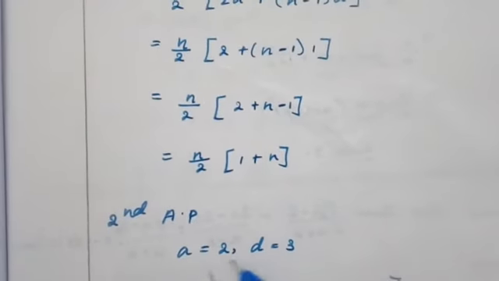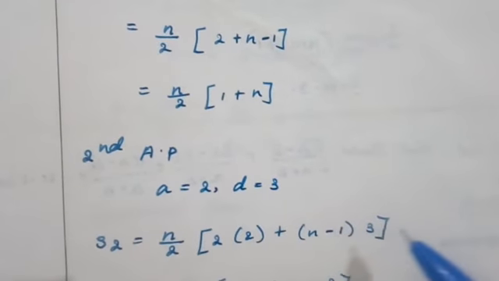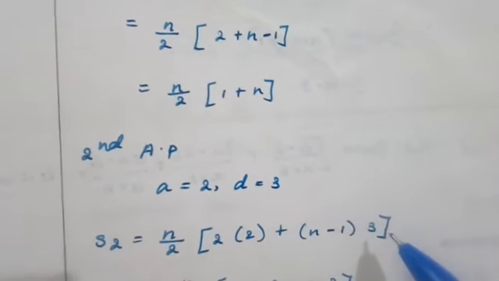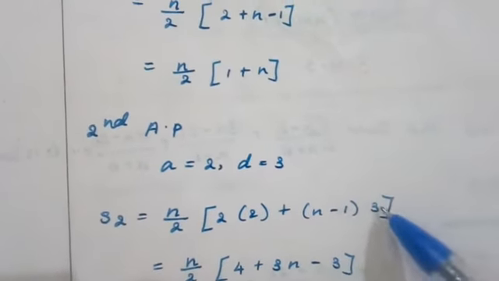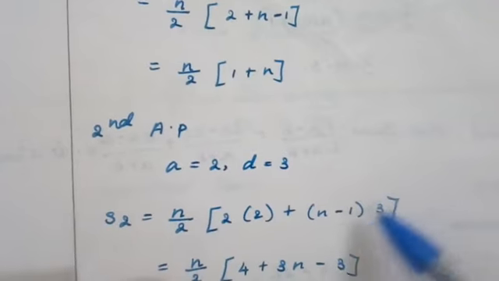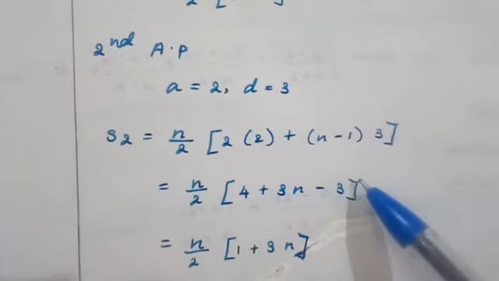Next, the second AP: A equals 2, D equals 3. So S2 equals n by 2 into (2 into 2 plus (n minus 1) into 3). You have to substitute in the formula. Then n by 2 into (4, since 2 twos are 4, plus 3 taken inside, 3n minus 3). Next, n by 2 into, you simplify, 4 minus 3 is 1, so 1 plus 3n.